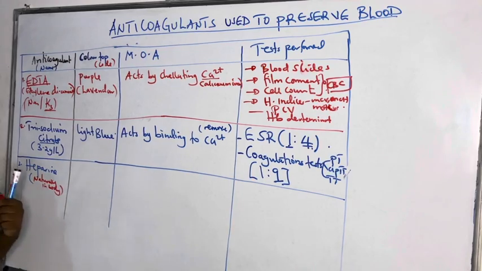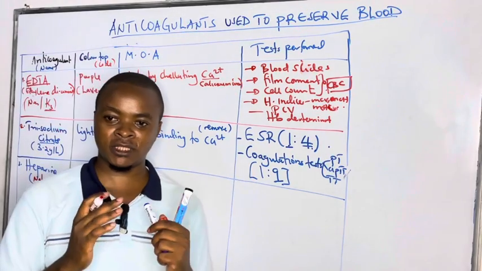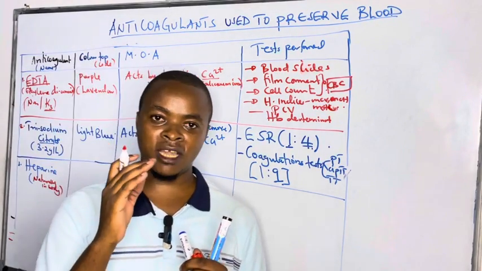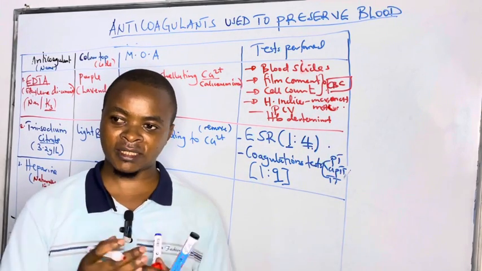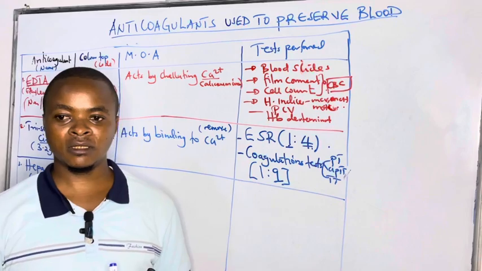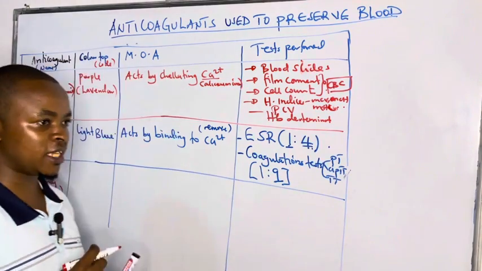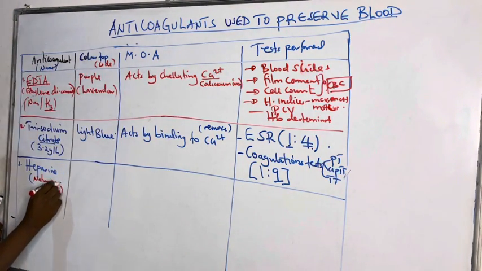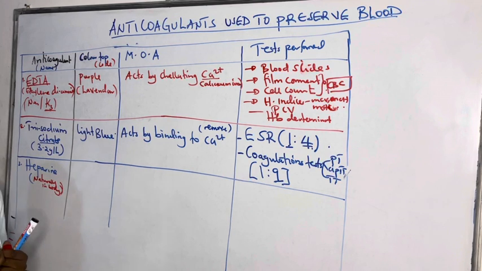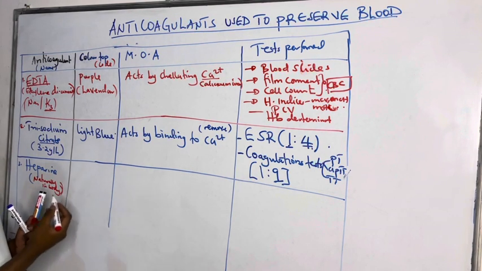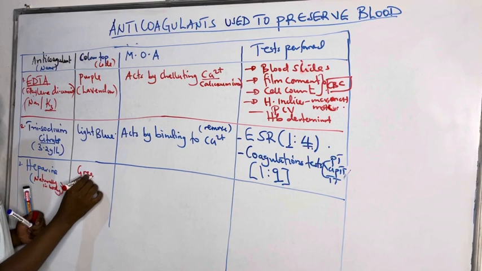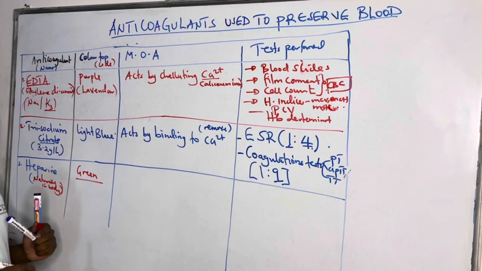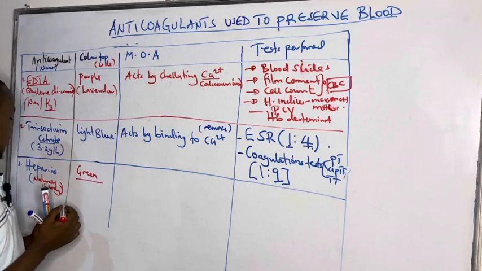And that's why your blood does not clot, because the mast cells and the basophils produce this heparin, which prevents your blood from clotting within your body. But then we have extracted it and we are synthetically forming it to use it also to preserve our blood in the laboratory, whereby the color top is green, the color code is green.